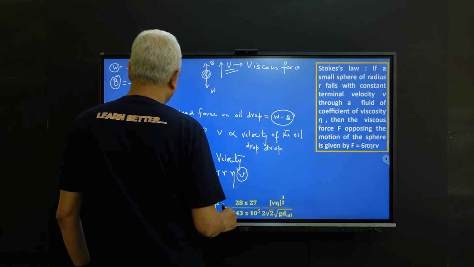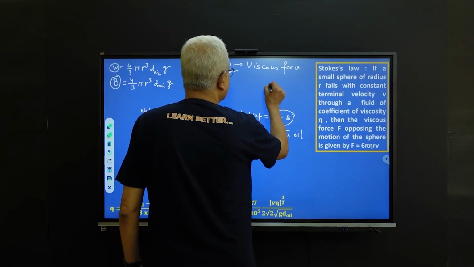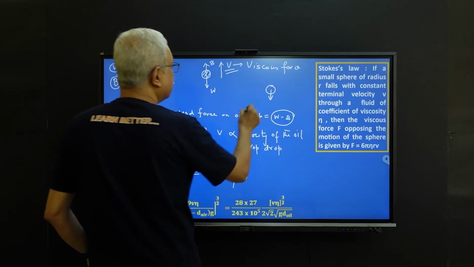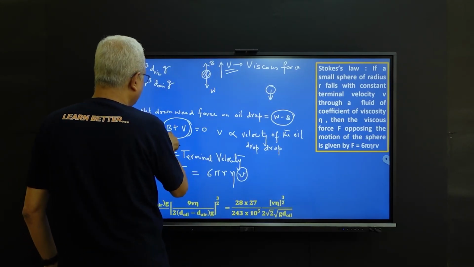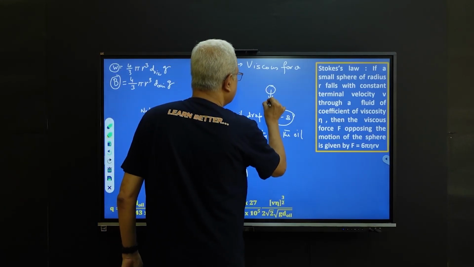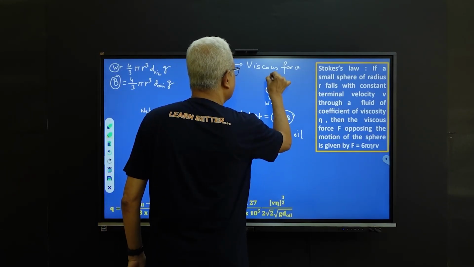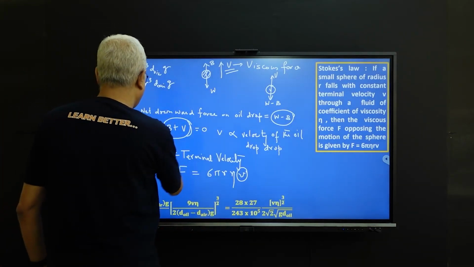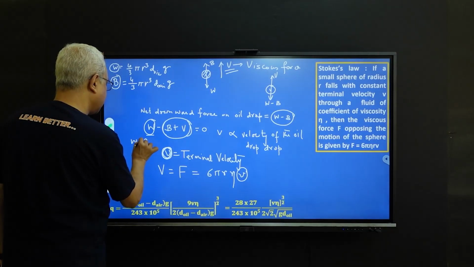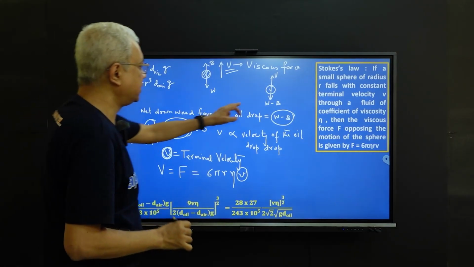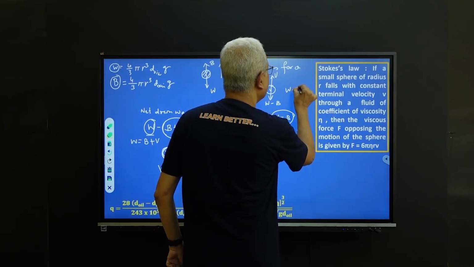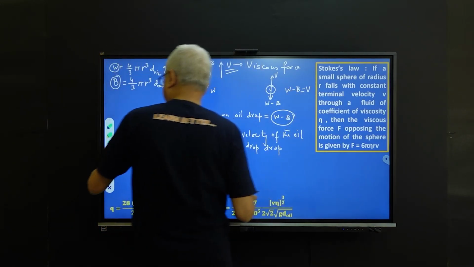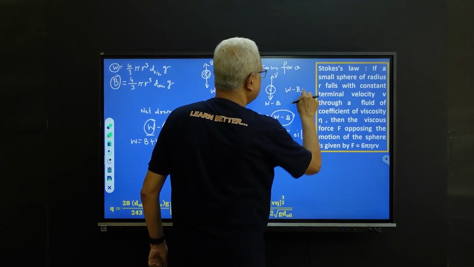So this is the net force, W minus B downward, and W minus B is equal to F. So W is equal to B plus F. I call this F to avoid any confusion.